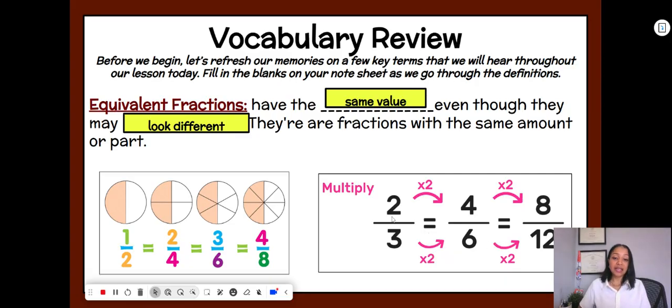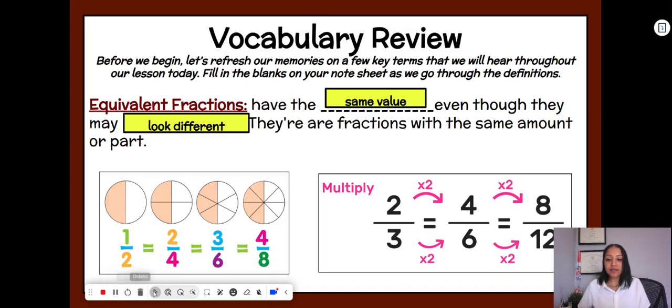The way we do that is by multiplying. We did 2 times 2 equals 4. And again, whatever we do on the top, we have to do at the bottom. So we also did 3 times 2 and got 6. That means that 2/3 is equivalent to 4/6. That's also true when we take our 4/6 and try to get to 8/12: 4 times 2 equals 8, and 6 times 2 equals 12. So 4/6 is also equivalent to 8/12 as well as 2/3.